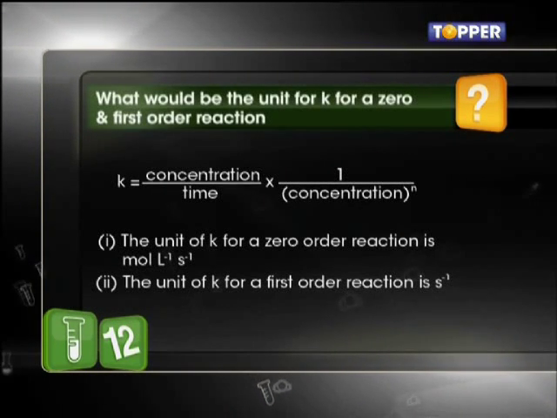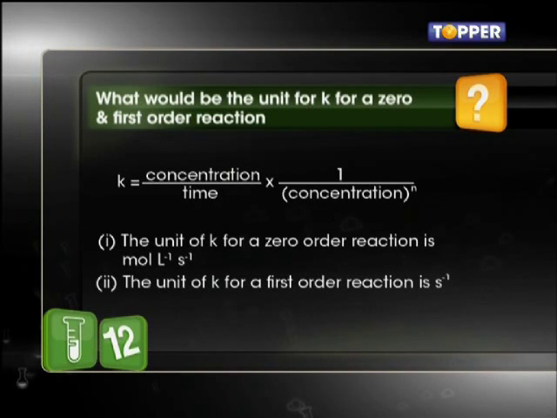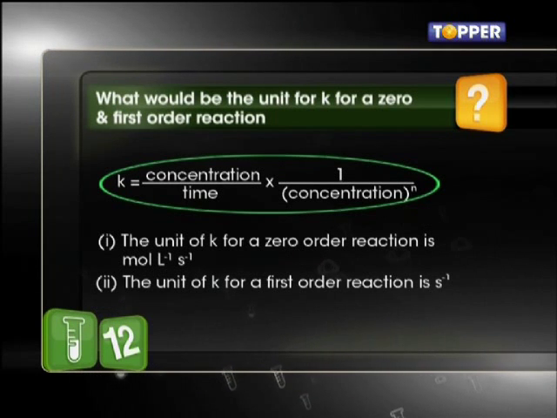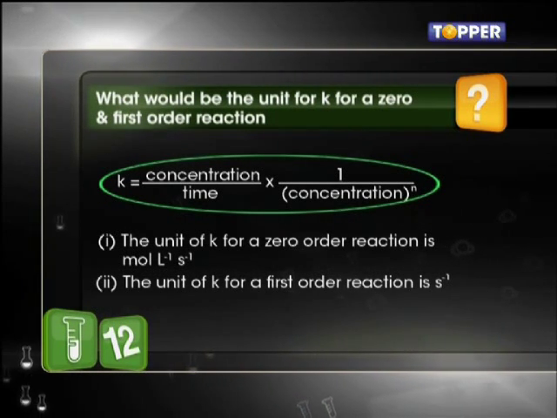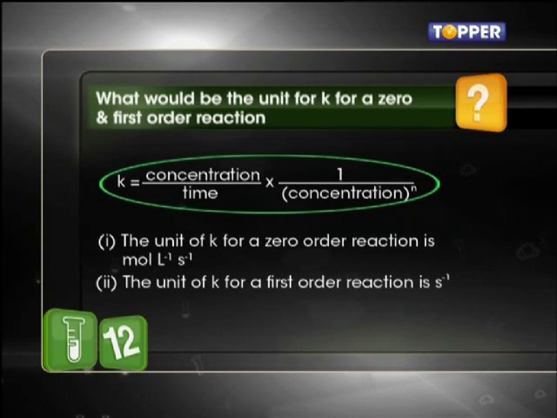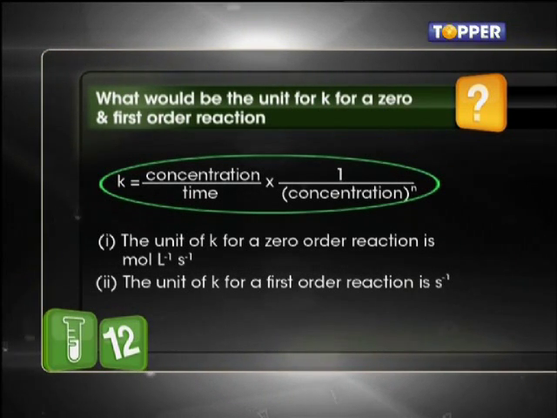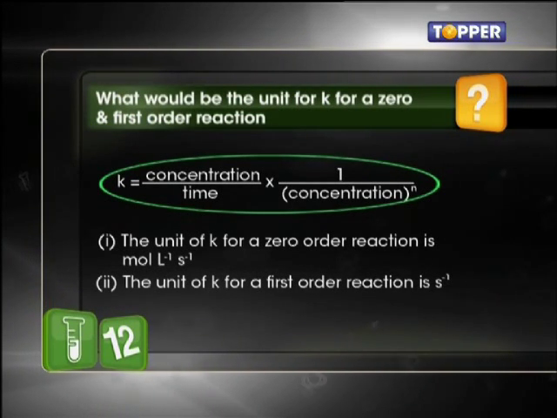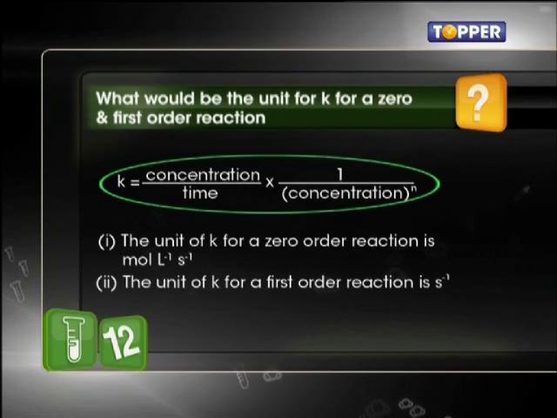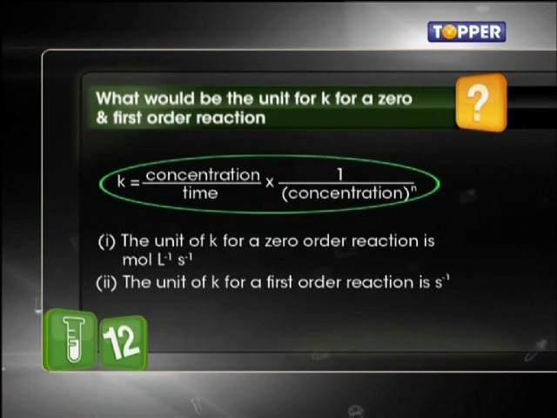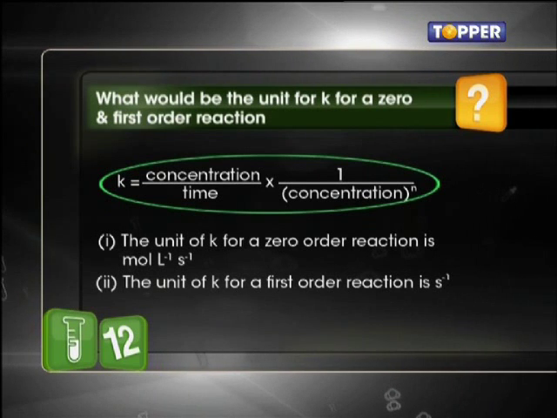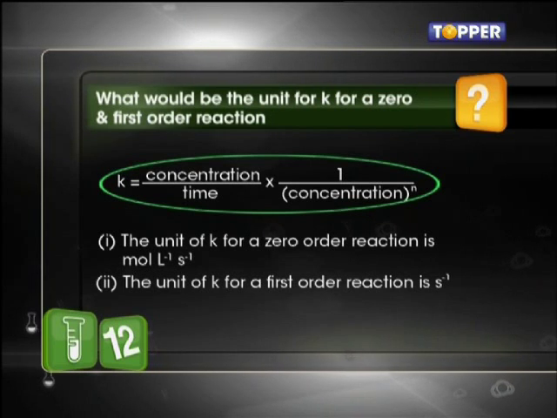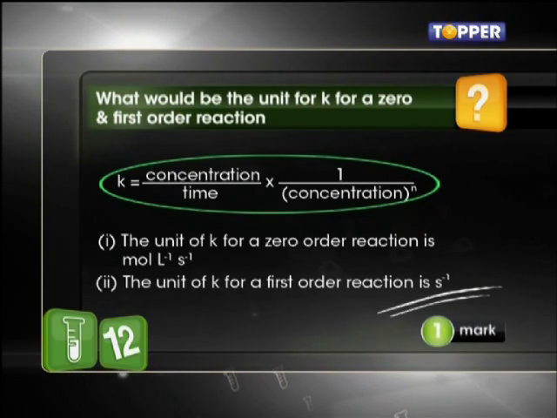To calculate the units, use the given equation where N refers to the order of the reaction. Substituting the value of N as 0 in the equation, the unit of K for a zero-order reaction is mole per liter per second. Similarly, substituting N as 1, the unit of rate constant for a first-order reaction is second inverse. That's all, and you get your second mark too.